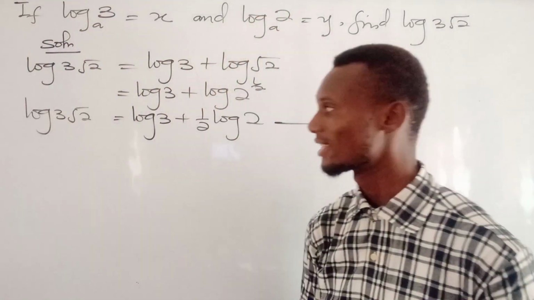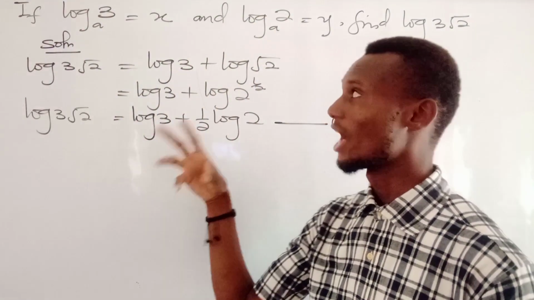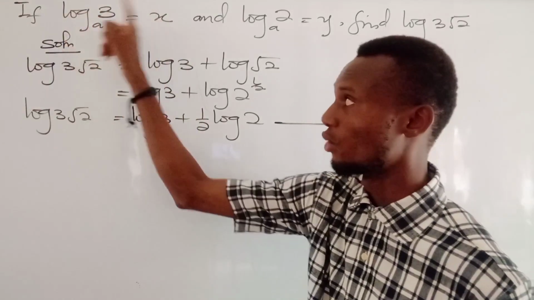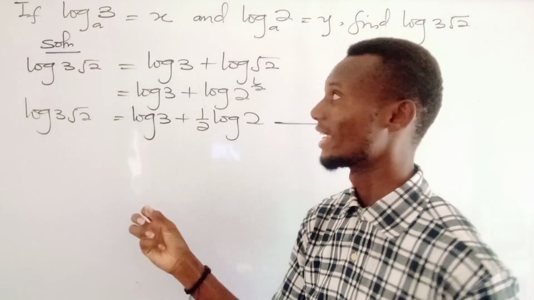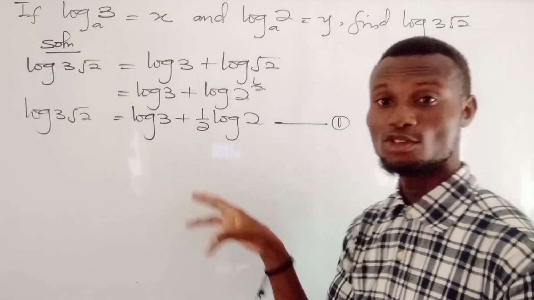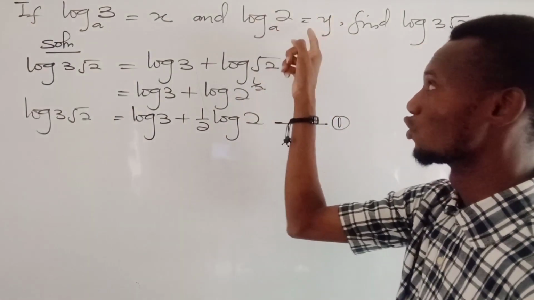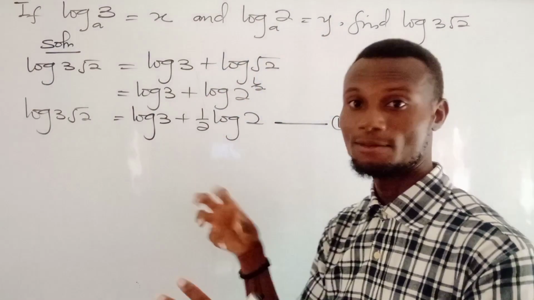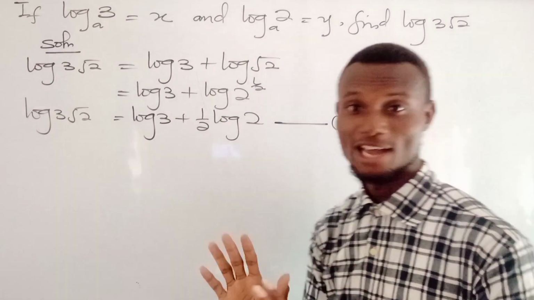So the value of log 3 that we need, we are going to get from this equation. We need to do something to this equation to be able to get the value of log 3 from it. And also for the log 2, we need to do something to this equation to get the value of log 2 from it, so that we can substitute those values into this equation. So that's what we need to do.